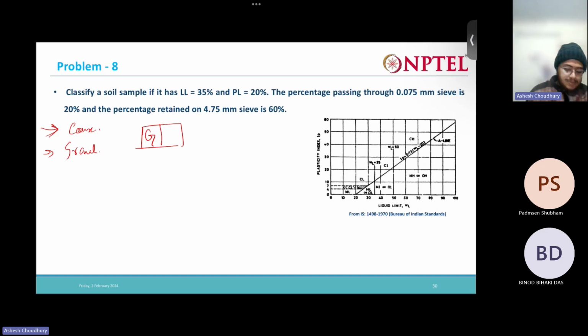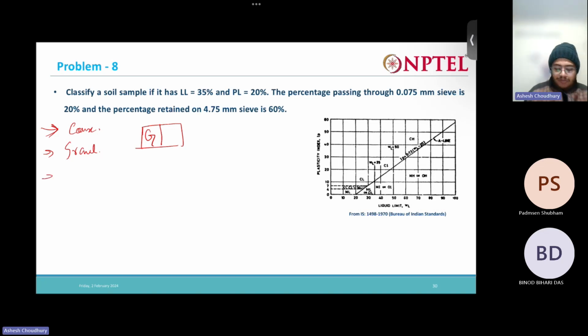What will be the suffix? Gravel you have correctly identified. Now what will be the suffix? You are saying C. Okay, let us see if it is C or not. Shubham, you said that it is GC, right? So let us see whether actually it is C or not.